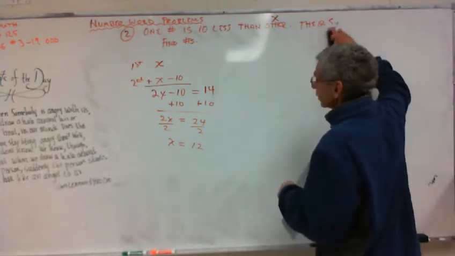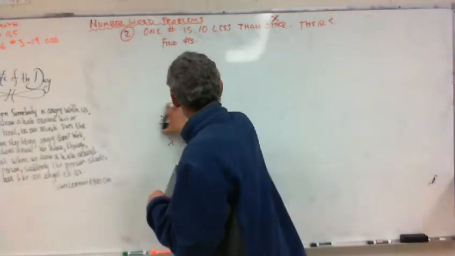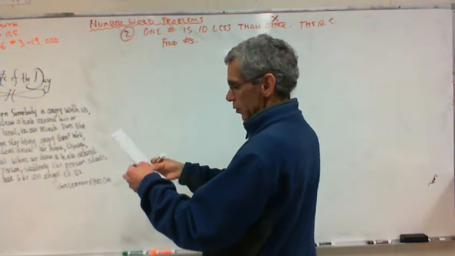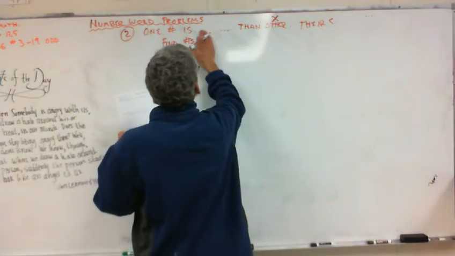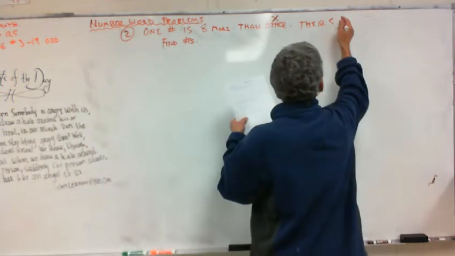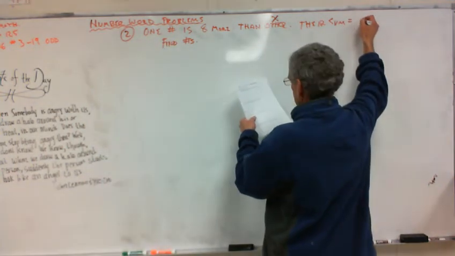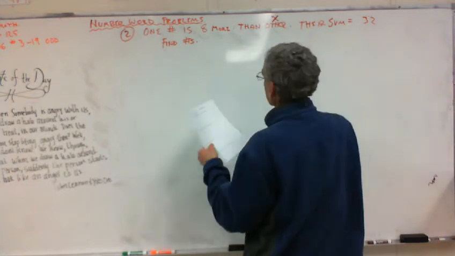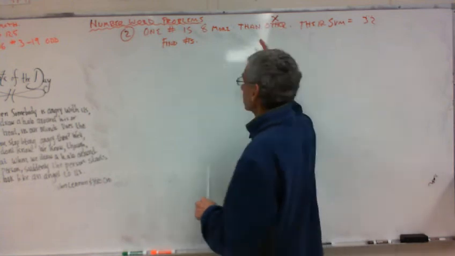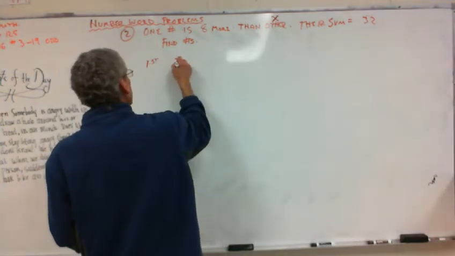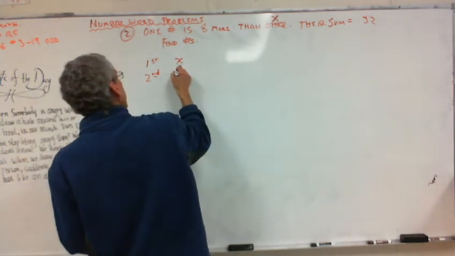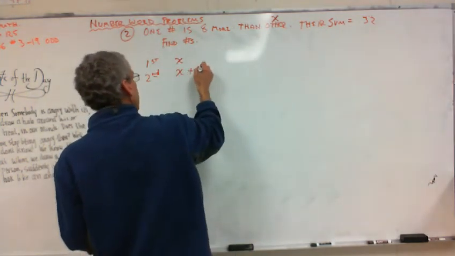Yes, we can do 3. I'm going to just leave the words up there. Okay, so 3. One number is 8 more than another number. Their sum is 32. So one number is 8 more than another. Another is x. So my first number is x. My second number is 8 more than x. So I write the x first, and then I do my plus 8.